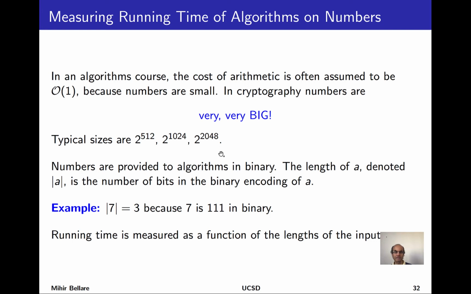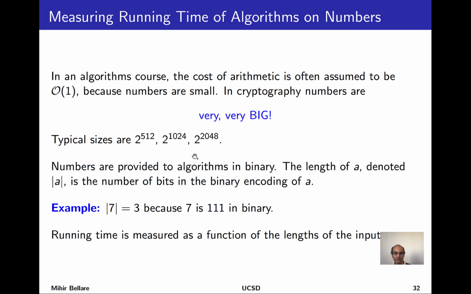When you take an algorithms class, you often use the convention that operations on numbers are very fast, constant time. So adding and multiplying numbers is a cost that you effectively neglect or push under some big O of 1. But that's only true because usually you're dealing with small numbers. In cryptography, numbers get ginormous, on the order of 2 to the 512, 2 to the 1024, 2 to the 2048. As a rough analogy, the number of particles in the universe is 2 to the 80. So they're very, very big numbers.